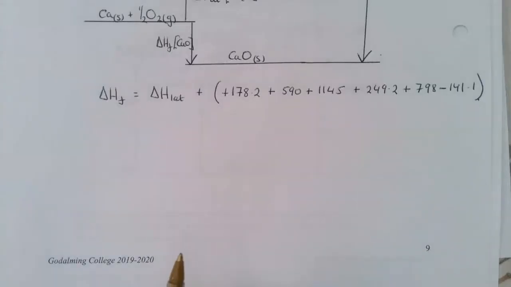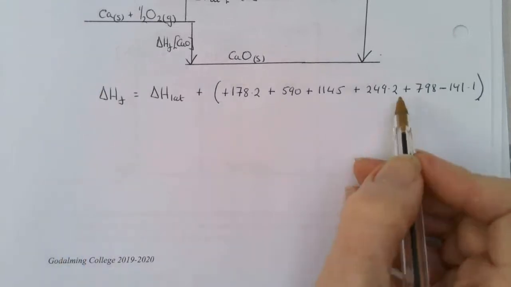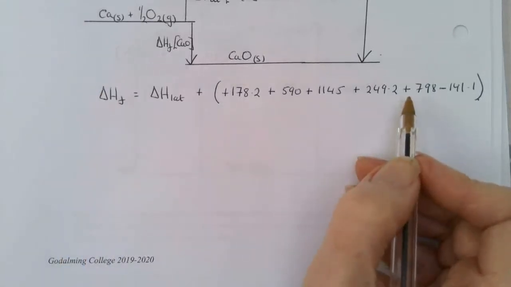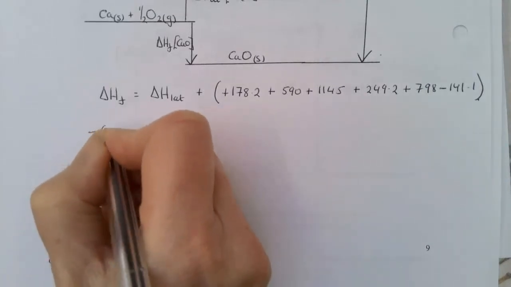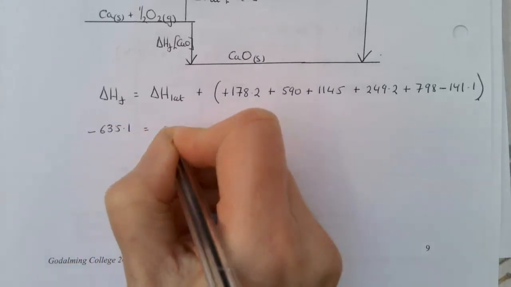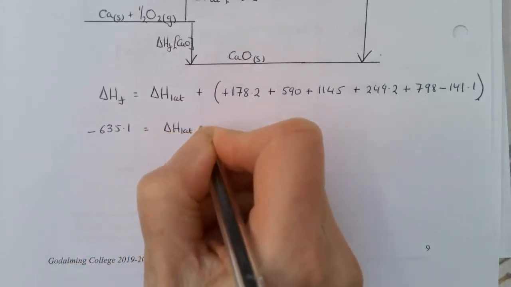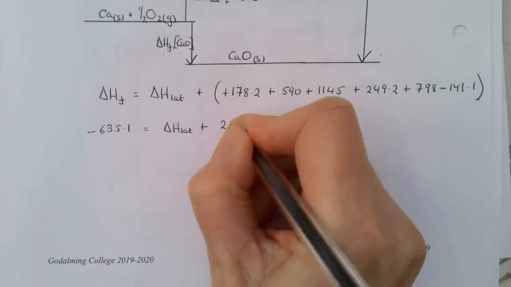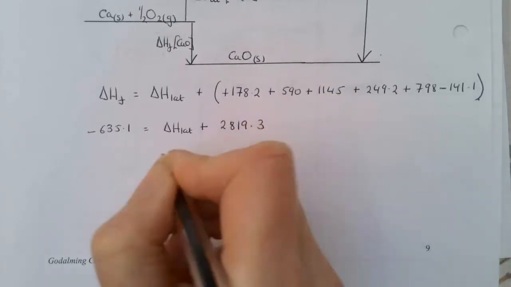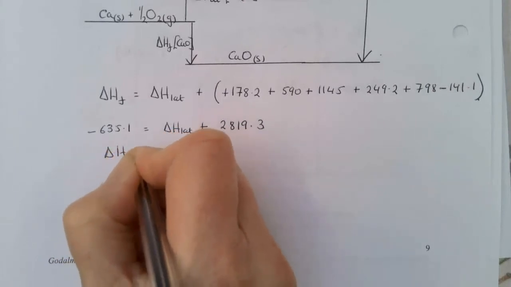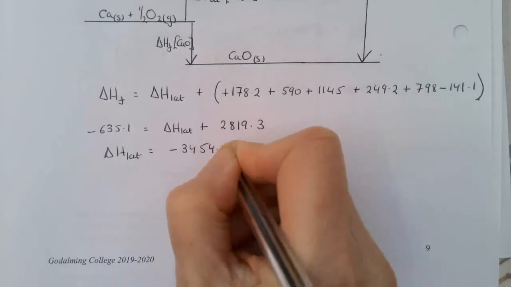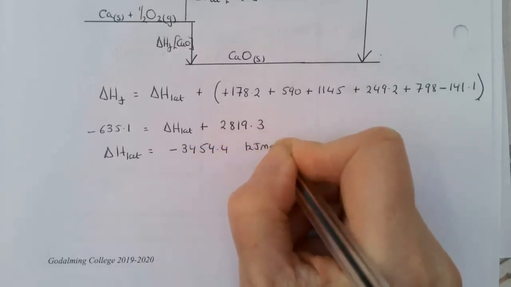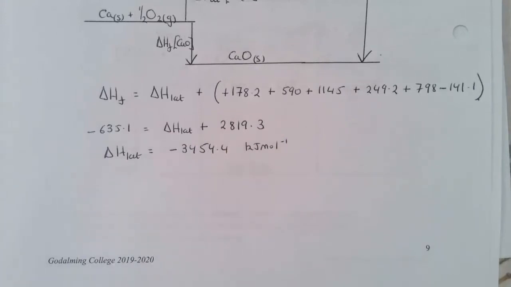So I've now done exactly the same as I did before. In other words, I've got enthalpy of formation is equal to the sum of all the other enthalpy changes. So the enthalpy of formation of calcium oxide is minus 635.1, and that equals my delta H lattice plus 2819.3. So my delta H lattice is equal to minus 3454.4 kilojoules per mole.